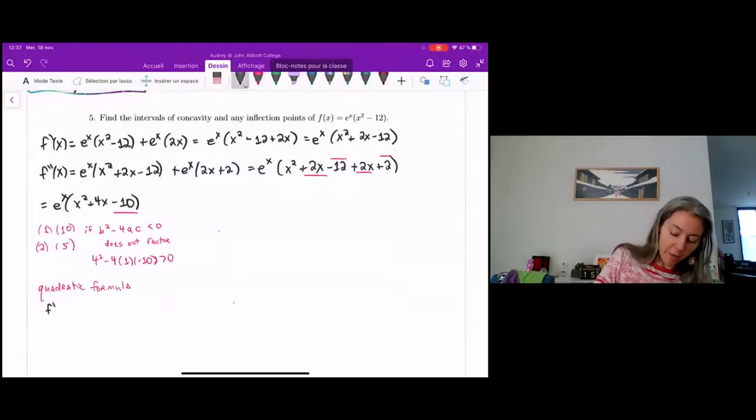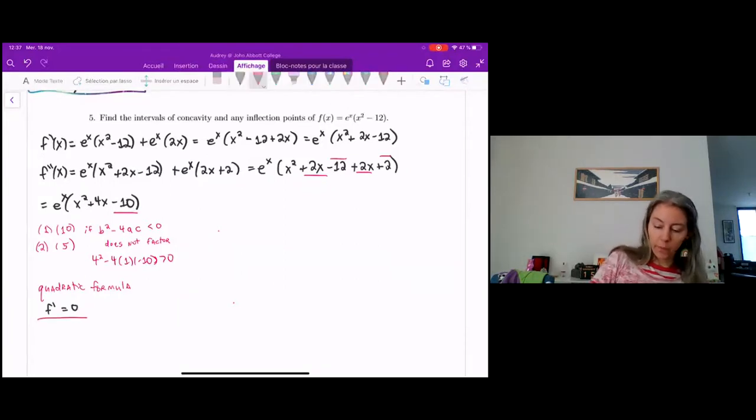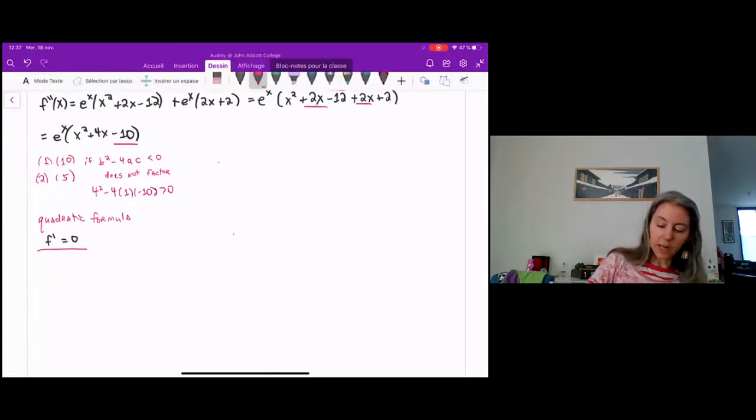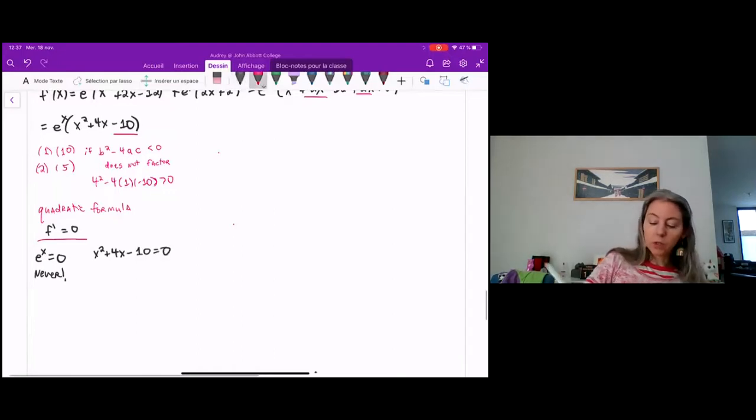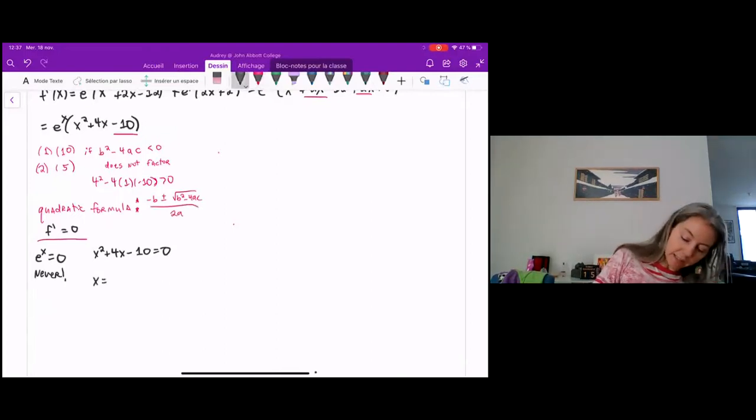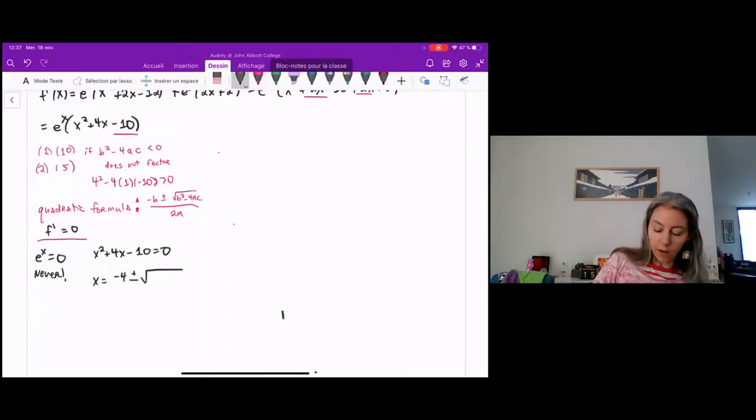We're going to say f prime is equal to 0. We'll deal with that quadratic formula a bit in just a second. This happens when e to the x equals 0, which never happens, or when x squared plus 4x minus 10 is equal to 0. So now we're going to use our quadratic formula, which is the opposite of b plus or minus the square root of b squared minus 4ac over 2a. So this gives me x is equal to the opposite of b, that's negative 4, plus or minus the square root of 16 plus 40 over 2.